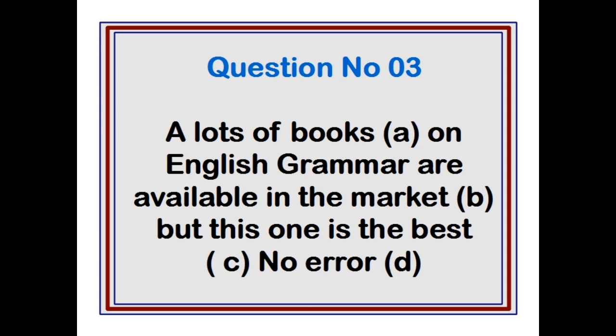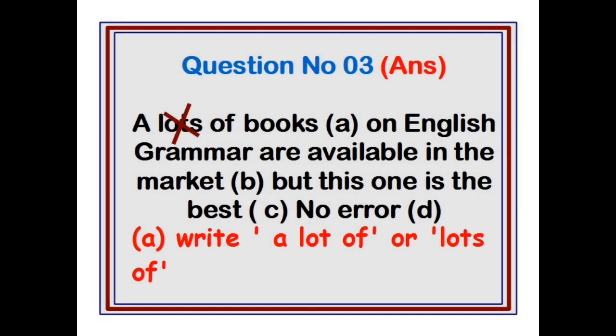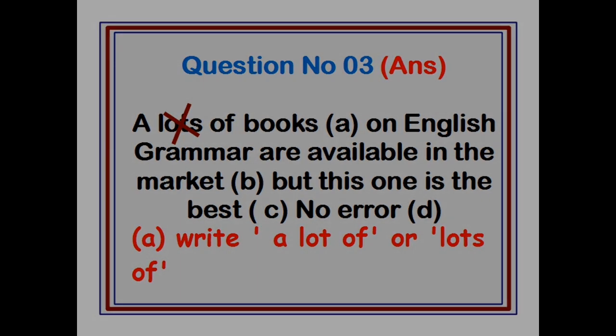Why? Because it's a very easy question. I think you all can answer this question. You know that we can use either a lot of books or lots of books. But here the expression is a lots of books. So the expression is wrong. So the error lies in the A part.